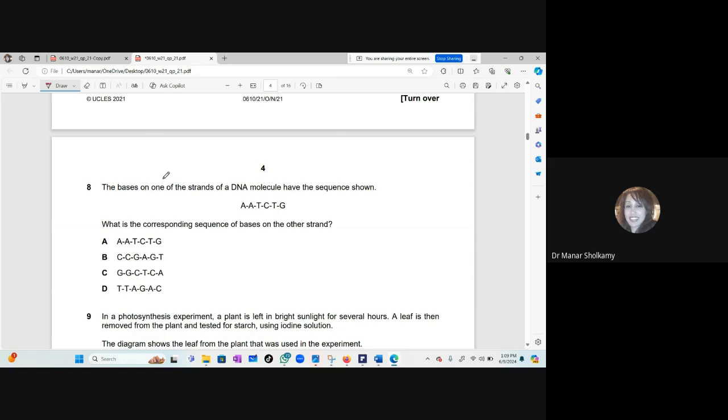The bases on one of the strands of a DNA molecule have the sequence shown. What is the corresponding sequence of the bases? Now, the corresponding for A is T. So this is T, and the corresponding here will be T. And for T, the corresponding will be A. A. Good. And the corresponding for C is G. And this is another A. And this is another C. So what is the answer? T, T, A, G, A, C. D. Yes, most of the answers are D. If you get most of the answers the same letter, don't be surprised.